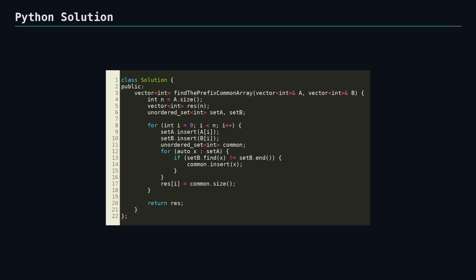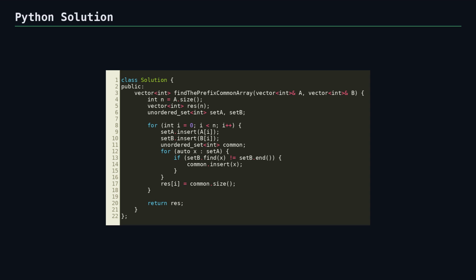Now that we have the intuition, let's walk through the approach. We start by initializing two empty sets, one for each array, to store the elements we've seen so far. We also initialize an empty result vector to store the prefix common array. Then, we iterate through the arrays, and at each index, we update the sets with the current elements and find the intersection of the sets. The size of the intersection gives us the count of common elements up to that index, which we store in the result vector. Now, let's dive into the C++ code.